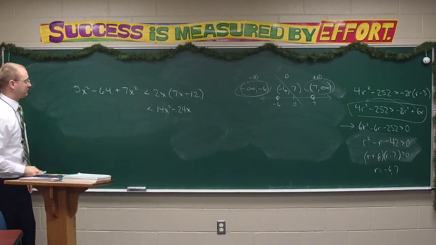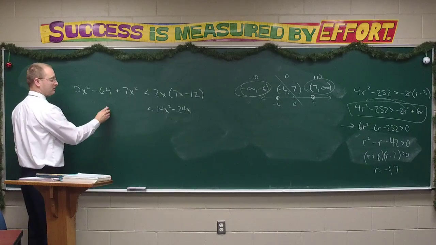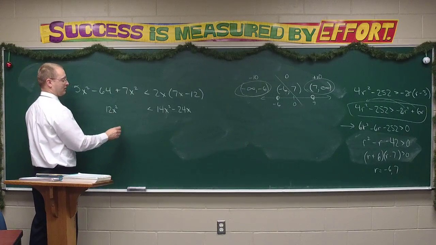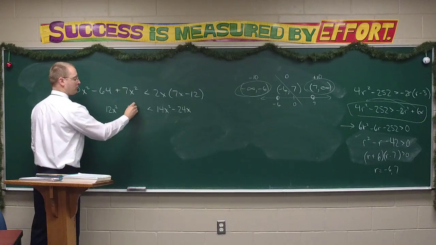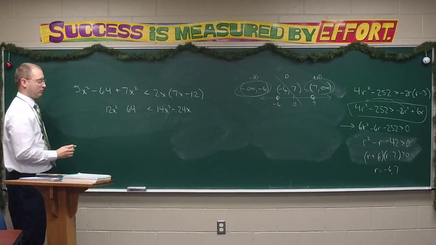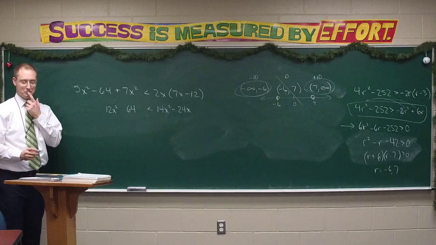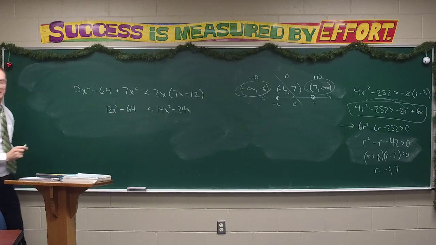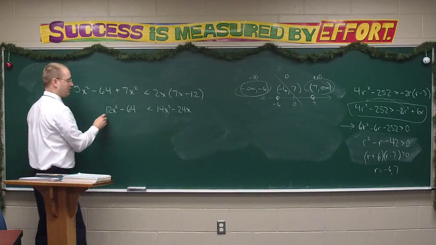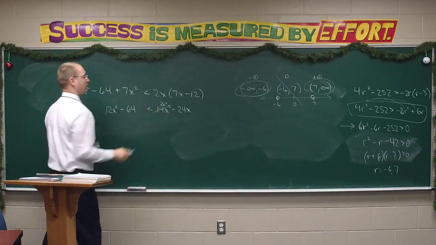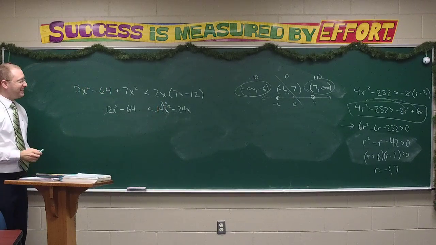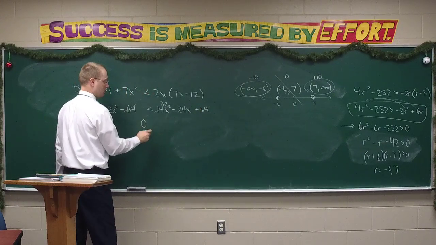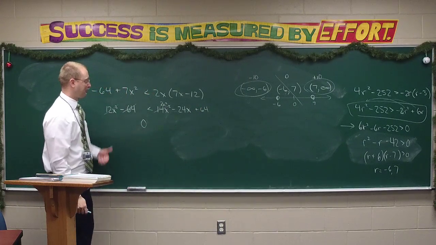And then you're going to add the 7x squared and 5x squared, and that gives you 12x squared. You're going to leave the 64, just move it down. Just erase the 12x squared and then erase the 14 and put a 2. And then you're going to move the 64 over to the right side, giving you a positive 64. And then we're going to divide it all by 2.